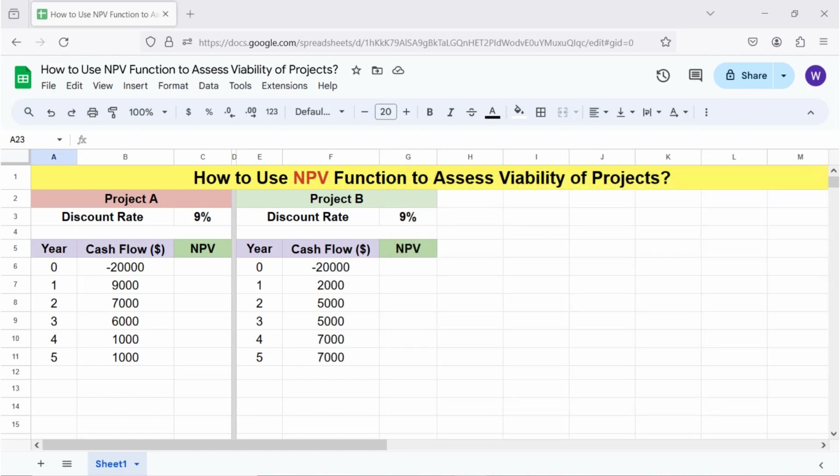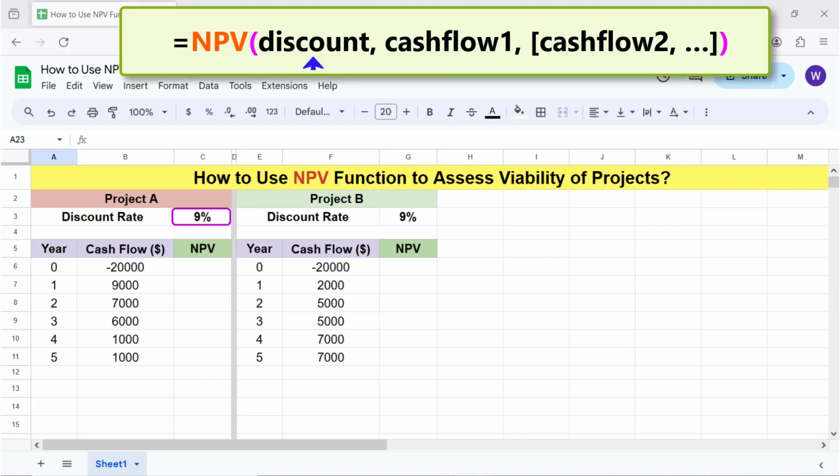Okay, here's the syntax of the NPV function formula. Discount is the discount rate. Cash flow 1 can be, for example, the future cash flow in period 1, or future cash flows over more than one period. Cash flow 2 and others are optional.